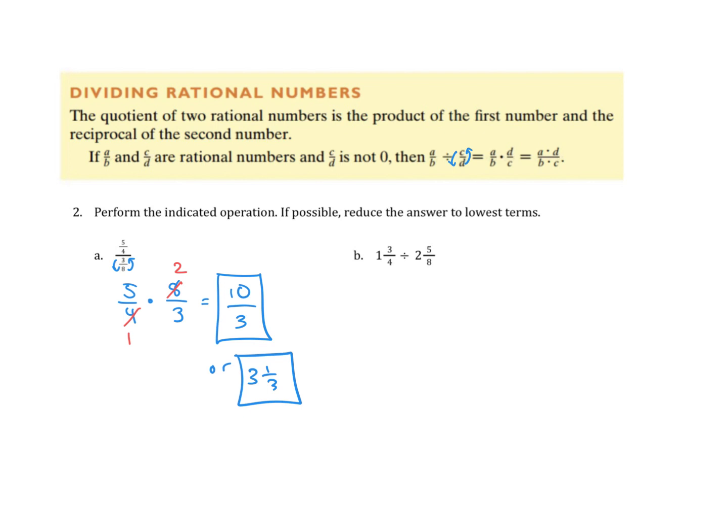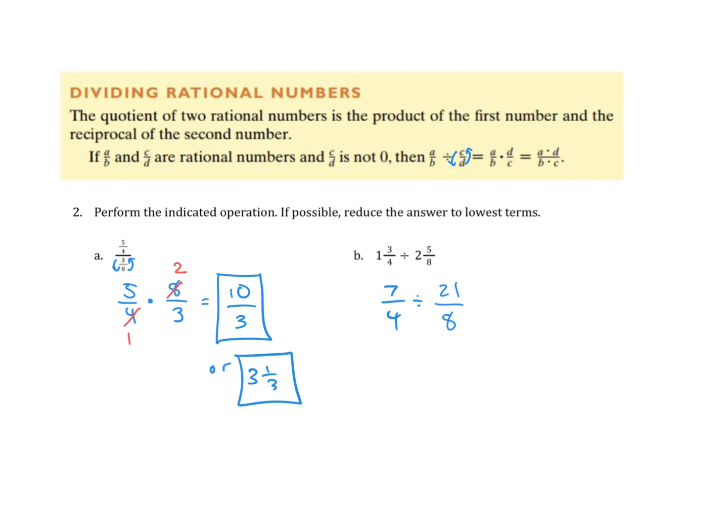And this next one, just like with multiplying when we had mixed numbers, we changed them to improper fractions, we're going to do the same. So 4 times 1 is 4, plus 3 is 7 over 4. 8 times 2 is 16, plus 5 is 21 over 8.